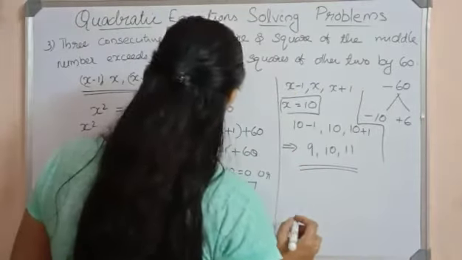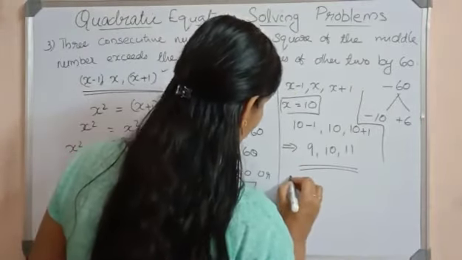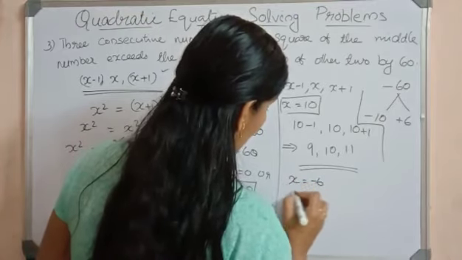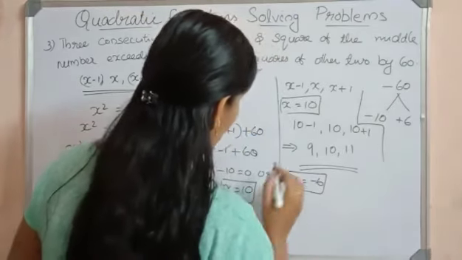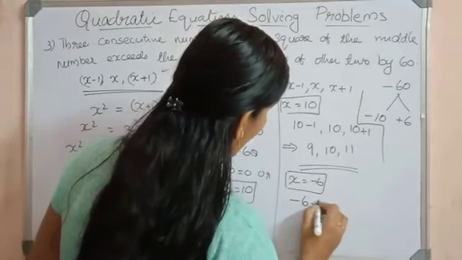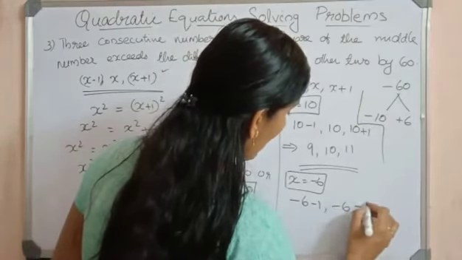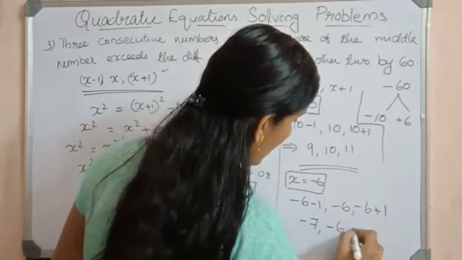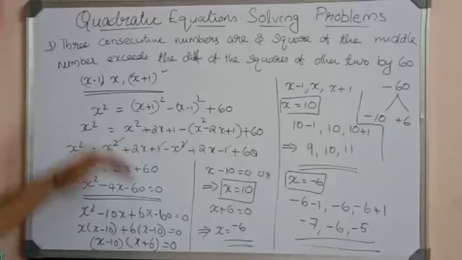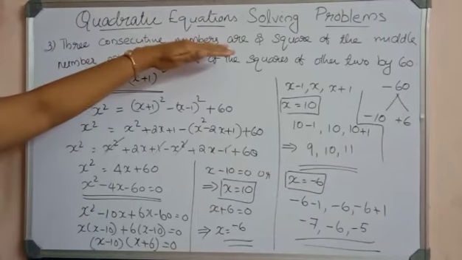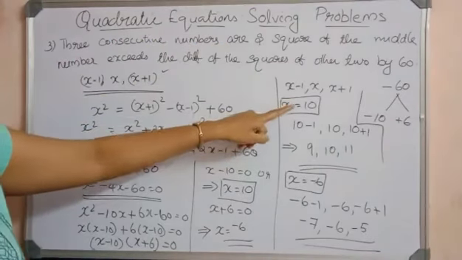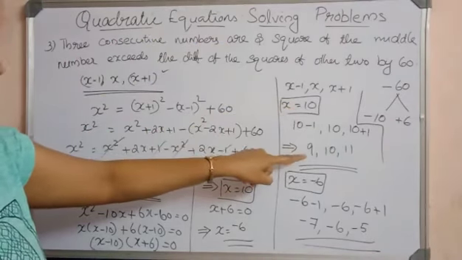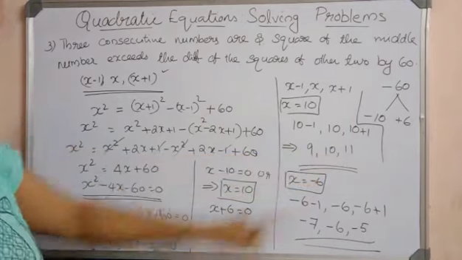And when x is equal to minus 6, the numbers are minus 6 minus 1, minus 6 and minus 6 plus 1. That is minus 7, minus 6 and minus 5. If the question is to find three consecutive natural numbers, then we need to consider only the first part. Therefore, the numbers will be 9, 10 and 11.